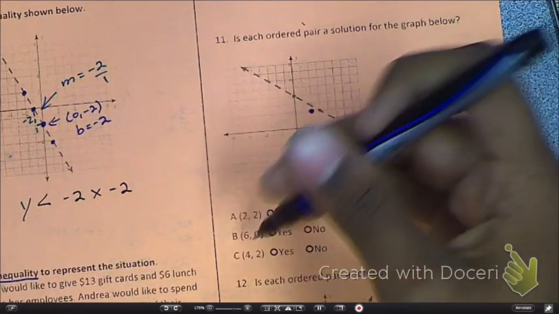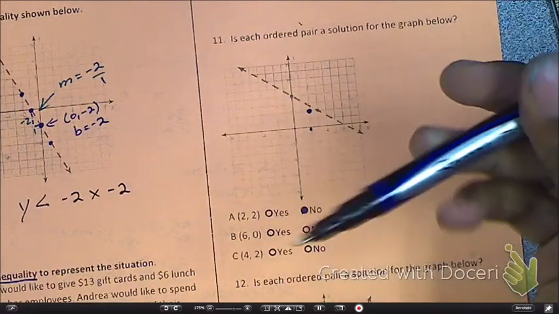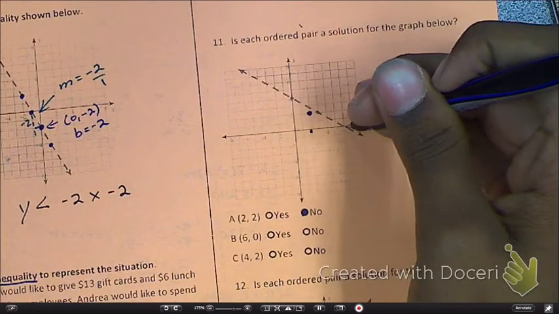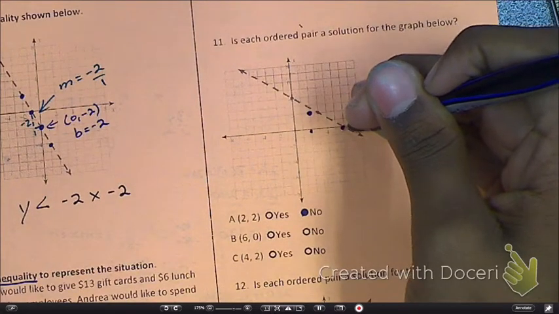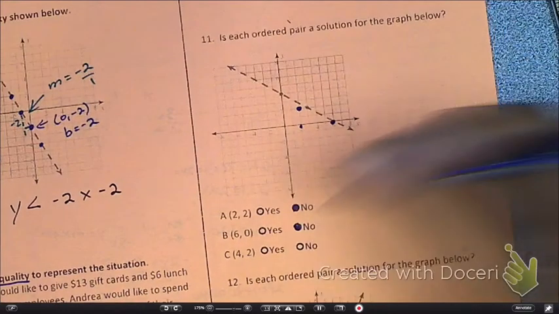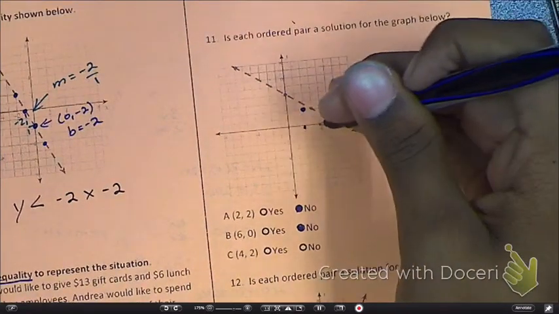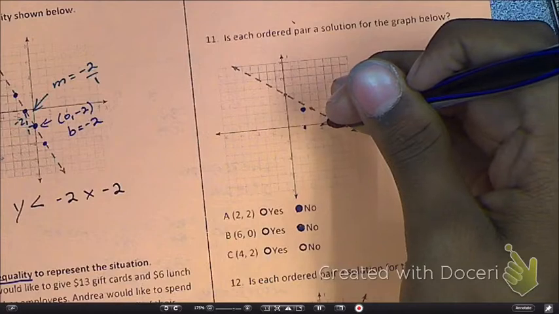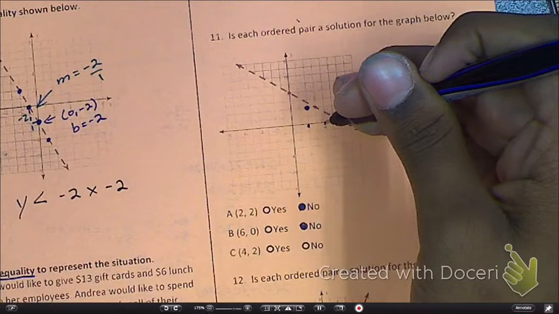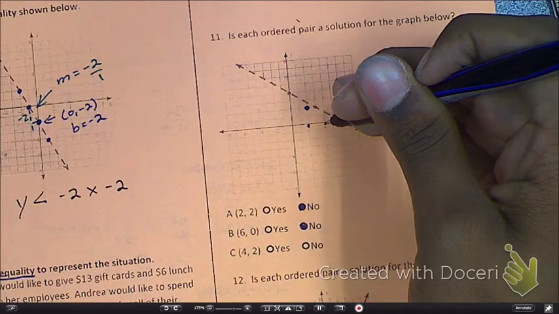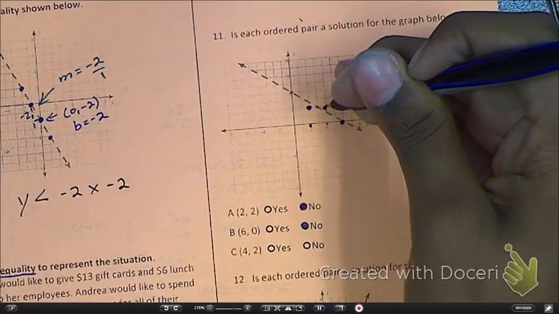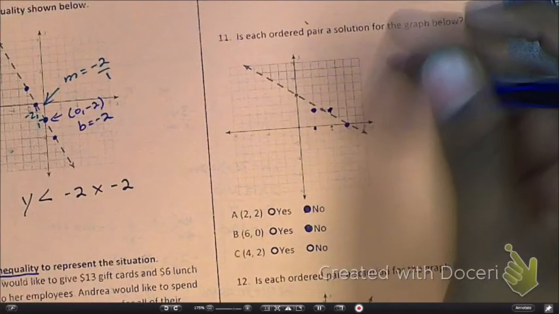Next one is B, which is 6x and 0 to y. So basically 6x right here, and you plot it right here. This one is also not a solution because it's on the dashed line. And the last one is 4x, 2y. So 4 in the x, 2 in the y. You go 4 to the right, and now you go up 2, 1, 2, and it's right here. And this one is yes because it's in the shaded area.